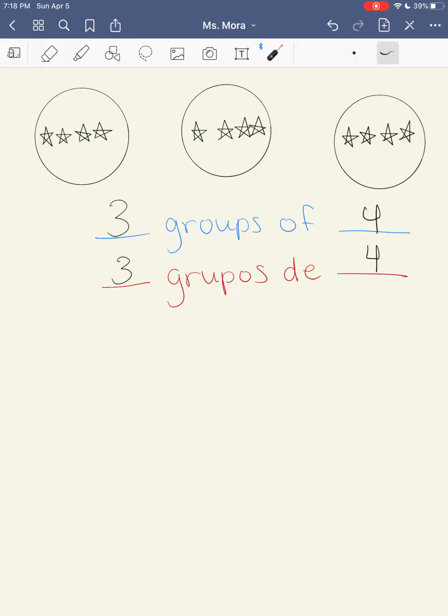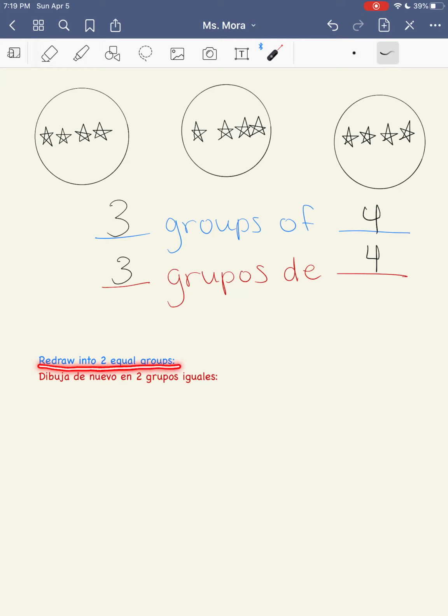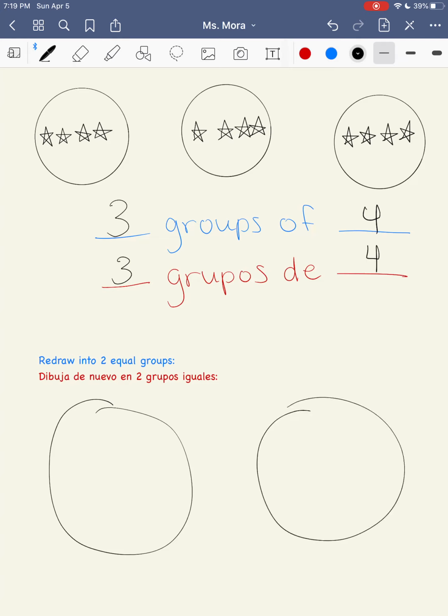Okay, so if we try it out with, let's see, this one that we had done, that was three groups of four. Okay, este que eran tres grupos de cuatro. And if I say redraw them into two equal groups, okay, si digo dibuja de nuevo en dos grupos iguales, what you're going to do is draw your two new groups, okay, dibujas tus grupos nuevos, and then if you remember, just cross them out until you run out, okay, and if you can't draw stars, that's okay, we draw circles, right? Y vas a hacer lo mismo, los vas a cruzar y los vas a dibujar en tus grupos nuevos hasta que se terminen.